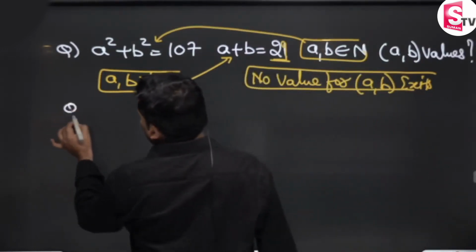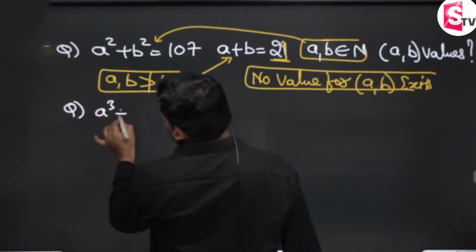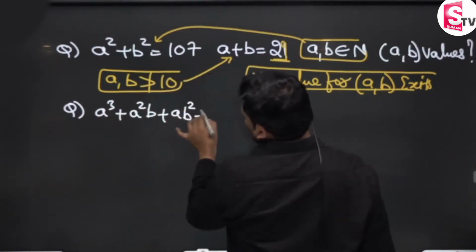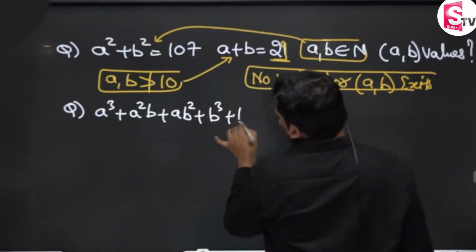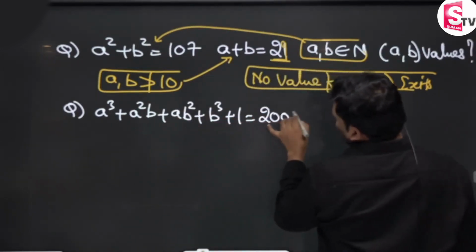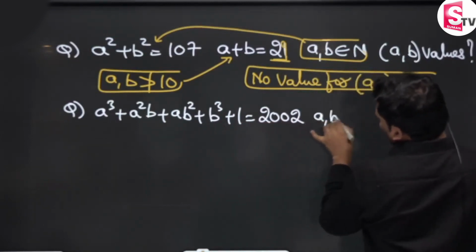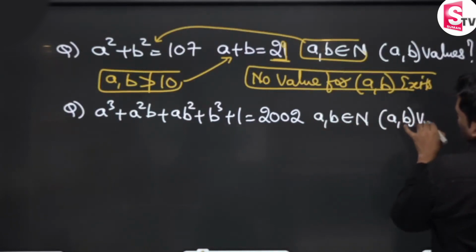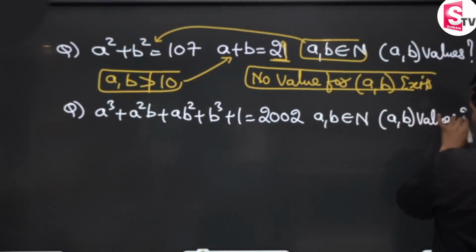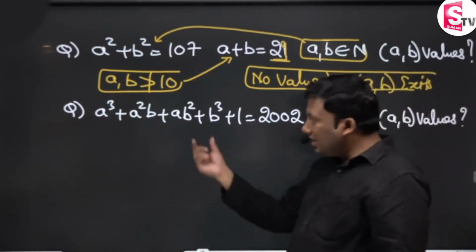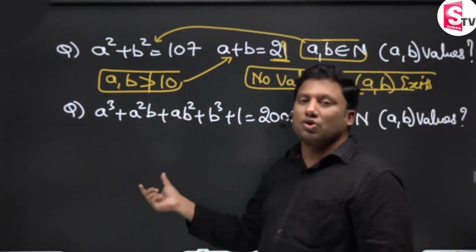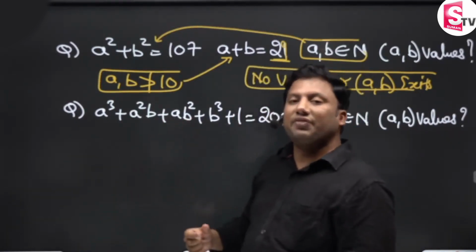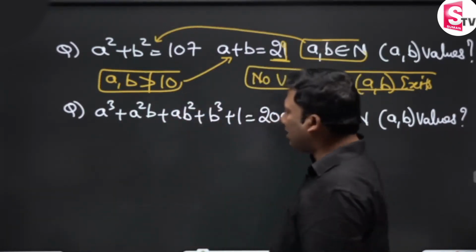Now another exam model question. A cube plus A square B plus AB square plus B cube plus 1 equivalent to 2002. A and B are natural numbers. How many values will A, B take? This is the question. You will leave this question in the mock paper thinking that it is a difficult question. It is not a difficult question. If you know the approach, it's an easy question.